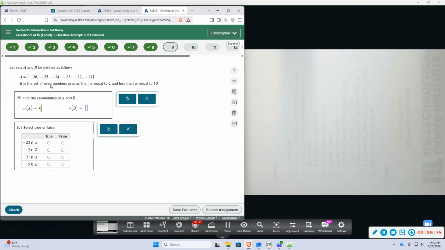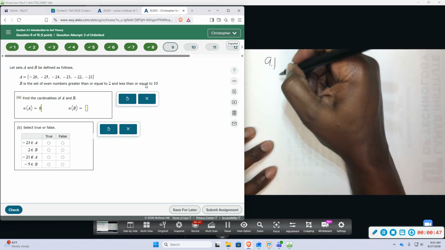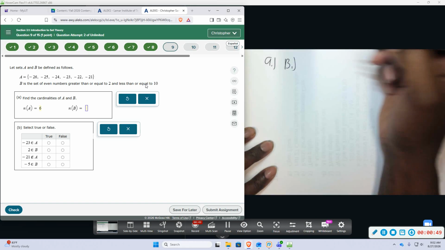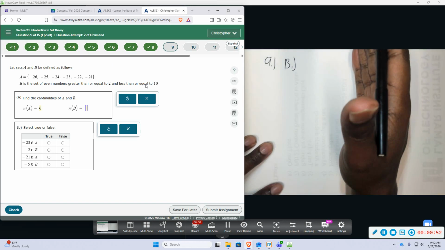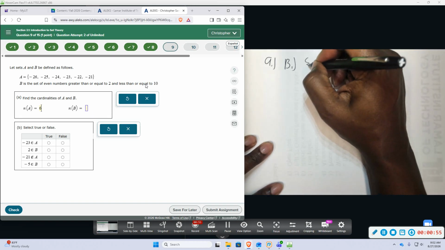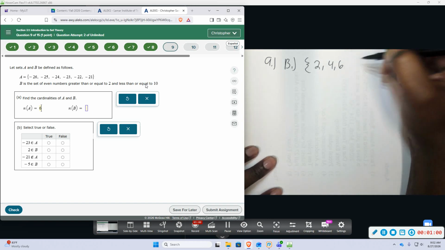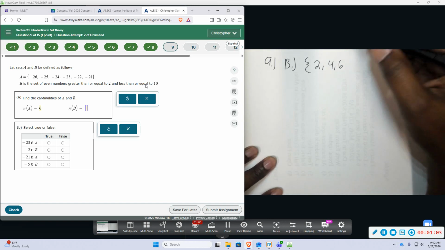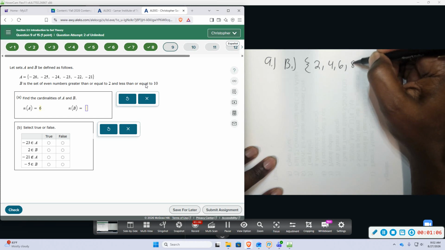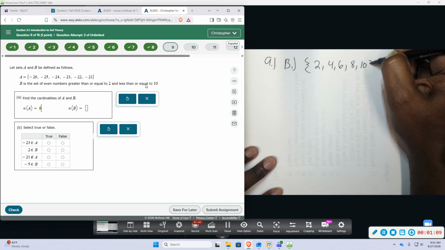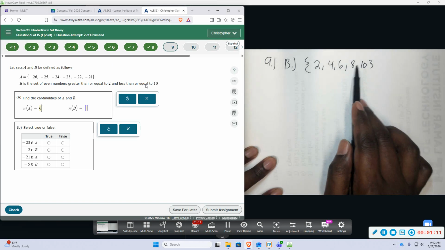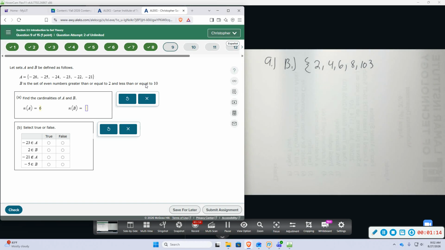Set B, it says the set of even numbers greater than 2 and less than or equal to 10. So set B, even numbers greater than or equal to 2. So we start with 2, and then we'll keep going until we get to 10, and it says less than or equal to 10. So we would also include 10. Okay, and this set is small enough to count 1, 2, 3, 4.